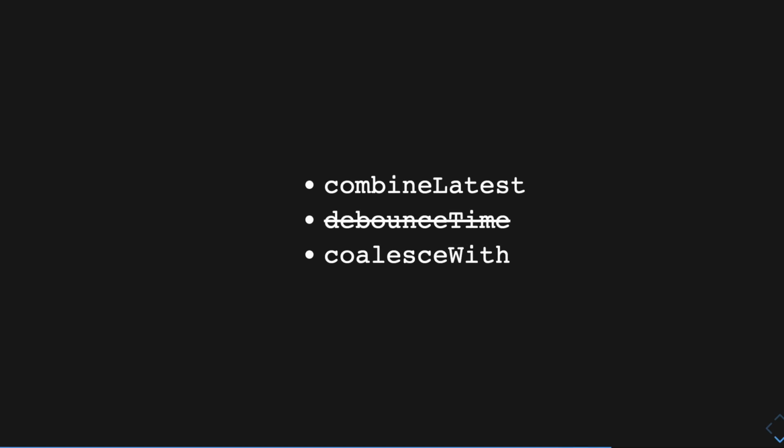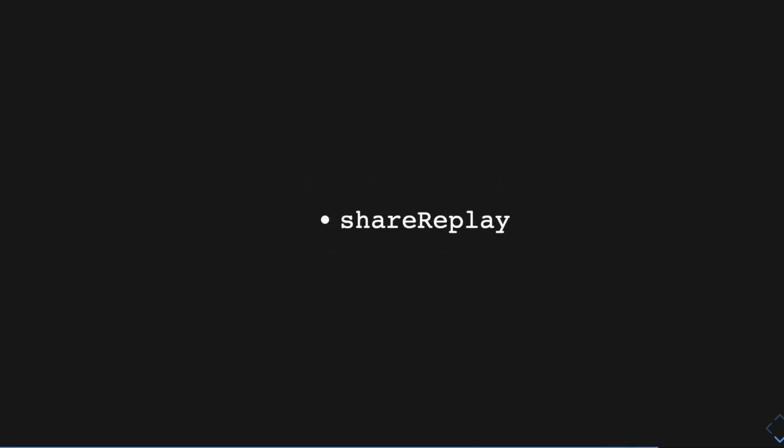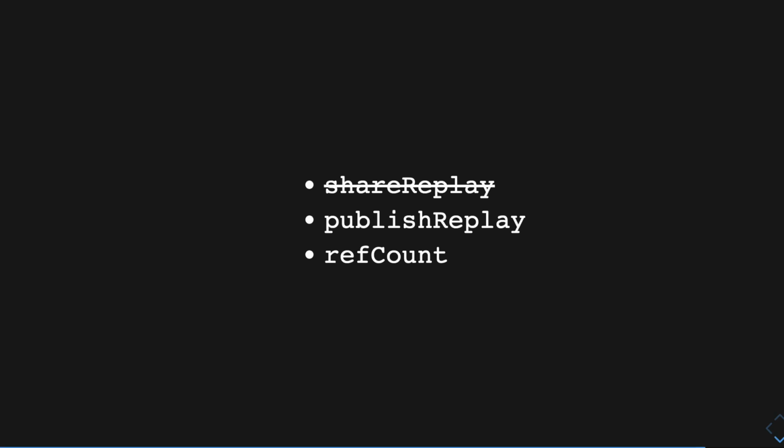But actually, debounce time isn't that great. What you actually want is coalesce with. It's more performant. It's from RxAngular. You should download that. And then we need share replay, so that multiple subscribers don't cause the same calculation to compute multiple times. But actually, there's a problem with share replay. So what we want is publish replay and ref count.